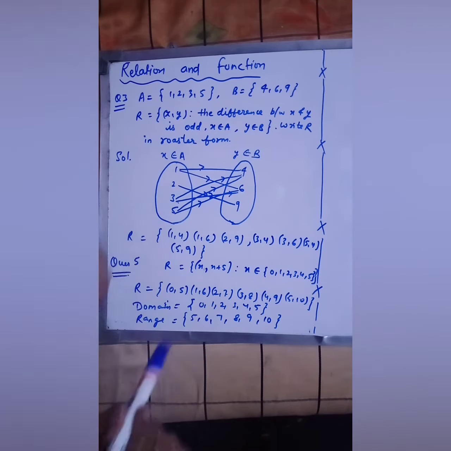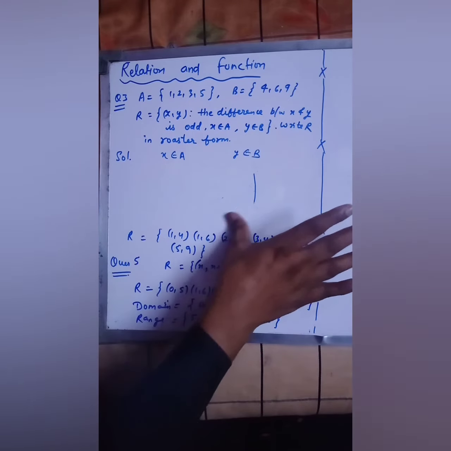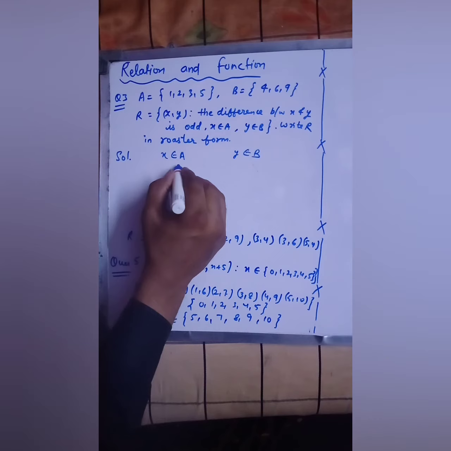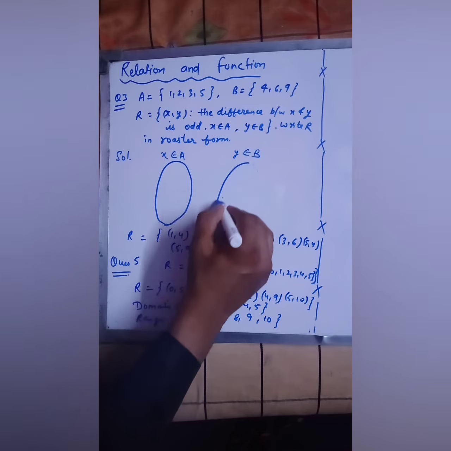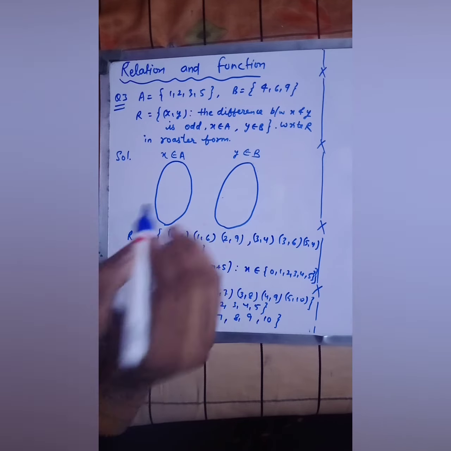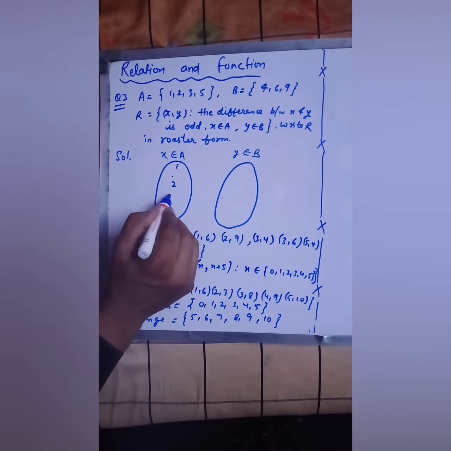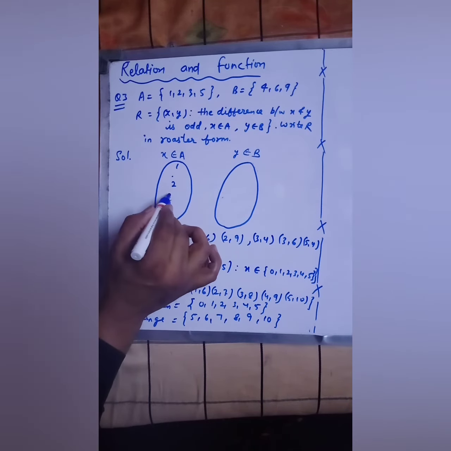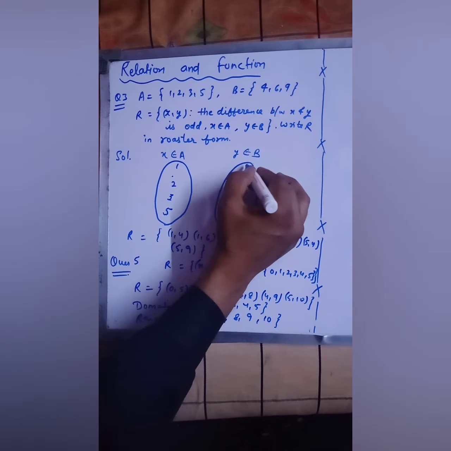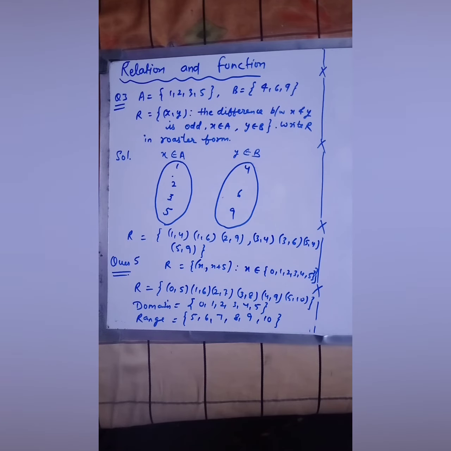See, this is a little bit of a hodgepodge diagram. If you say I will draw it again, see how we can draw this. Here the elements are 1, 2, 3 and 5, and here the elements are 4, 6 and 9.